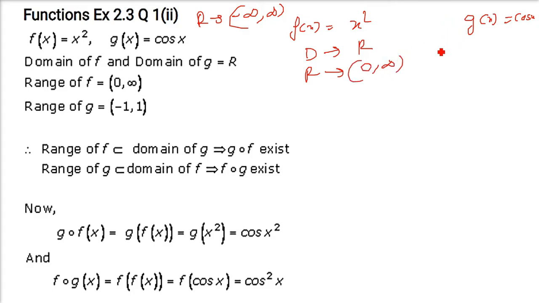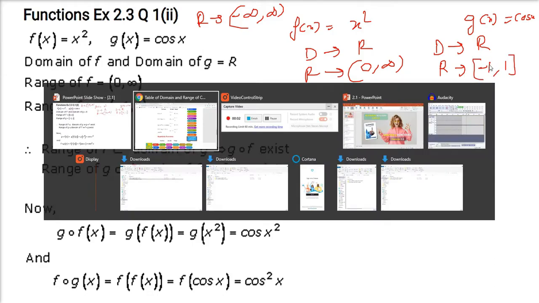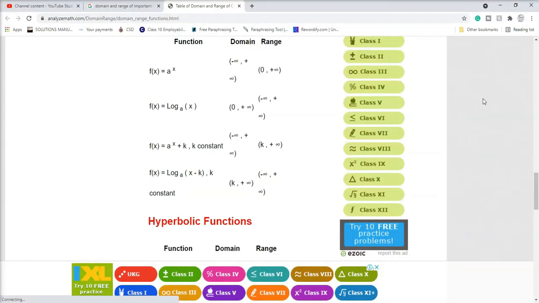Coming to g(x). The domain will be, x can have any value, so it will be the real numbers. What about the range? It will be negative 1 to positive 1. Cos x, sin x, all these. See here.